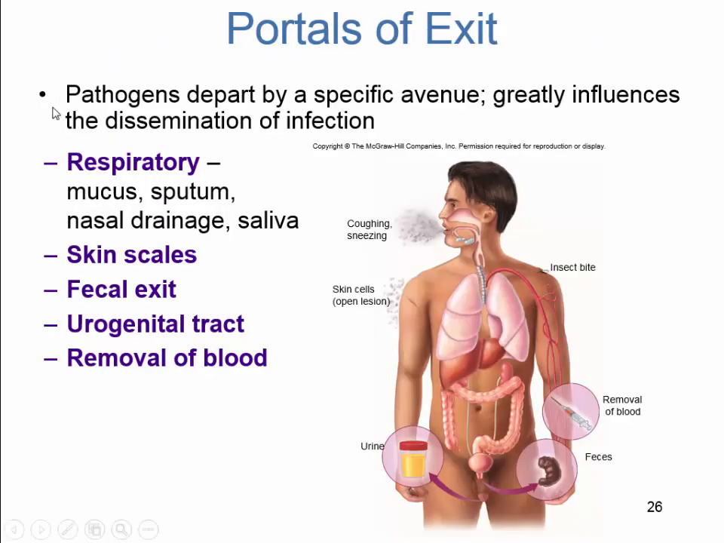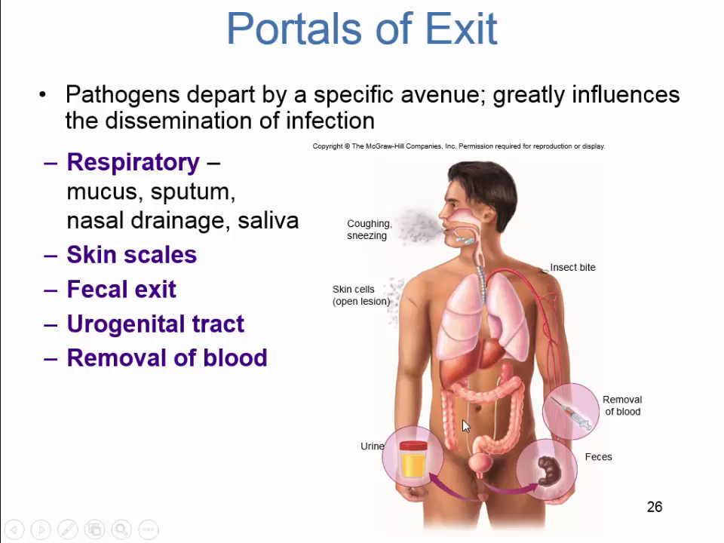Portals of exit. So when we think about the way microbes get in, they also leave by similar mechanisms. And so respiratory tract, our coughing, can actually spread microbes at a distance of about 10 feet, depending on the type of microbe. But we can also spread disease due to nasal drainage, so blowing our nose, not washing our hands, spread of saliva. Our skin scale, so if we have microbes or open lesions on the surface of our skin, then we can spread the microbes from the skin route.